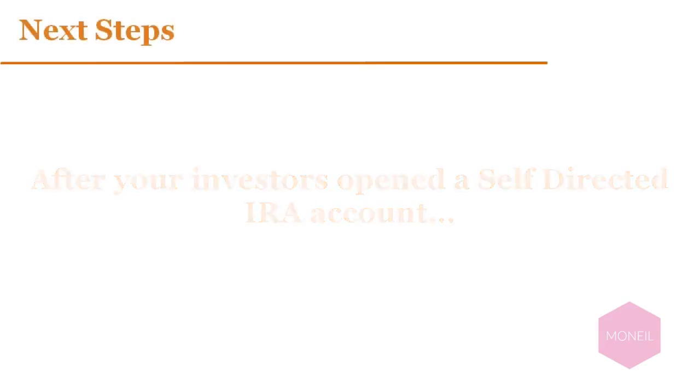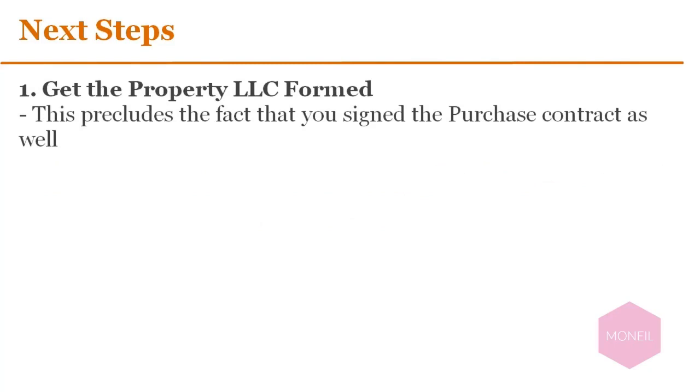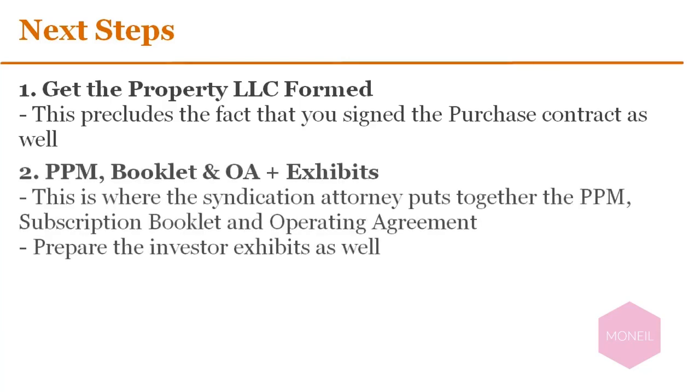What we need to do now is to get our LLC, the limited liability company, which will be owning the asset that you are purchasing or in the process of purchasing, or you've already signed the contract. Now is the time to have a syndication attorney put together the private placement memorandum, the subscription booklet, and also the company agreement and other exhibits that you'll be giving to the investors for them to decide, yes, I want to invest in your deal.